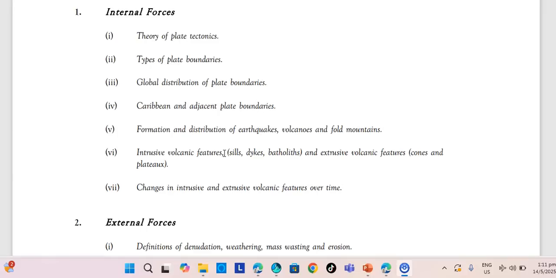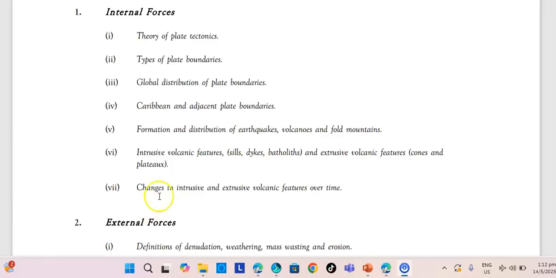Now, lava plateaus. These form when thin, runny lava flows out quietly and spreads over a large area. The lava cools and hardens into a flat, wide surface called a plateau.